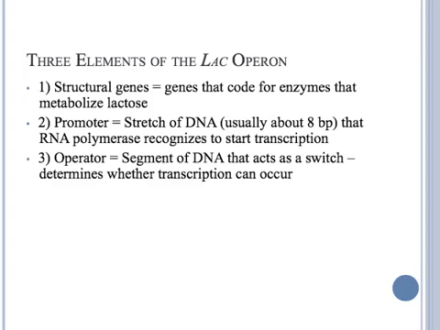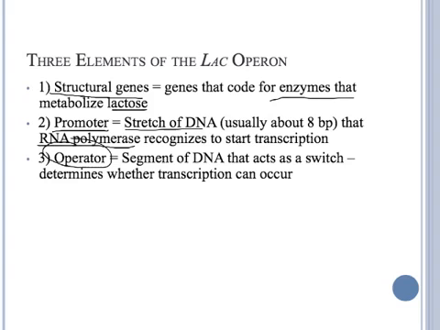Remember, the first piece we looked at were the structural genes. This was the actual part of the gene that codes for the enzyme. It codes for the beta-galactosidase that's going to break down lactose. We had that promoter, the section of DNA where RNA polymerase binds to start transcription. So that was a regulatory element. And then we also had that operator that I pointed out.